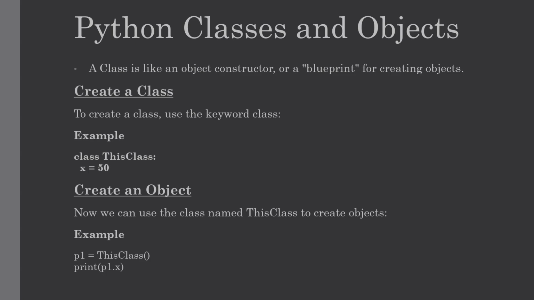Now we will discuss how to create an object. For creating an object, we can use the class named MyClass. In this example, we have used the already created class for creating the object named p1. Let me show you how to do that.